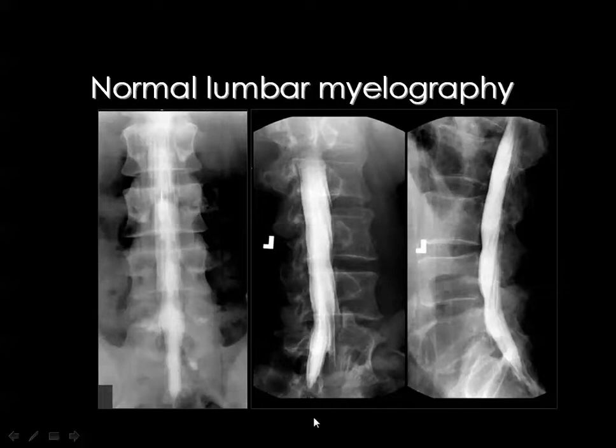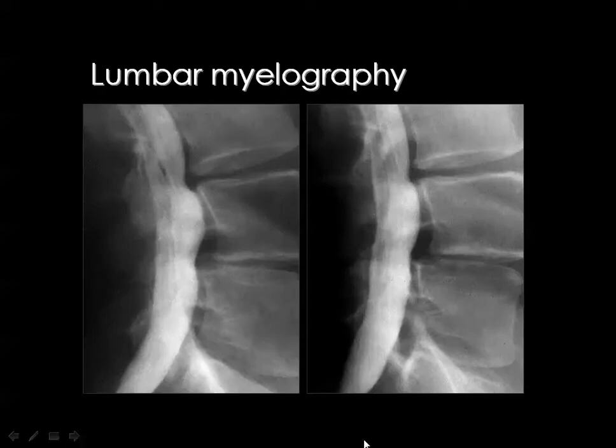In the lumbar spine, we have the frontal view, lateral view, and both obliques, left and right, in the supine position as well as in the erect position. And here we are looking for only the presence of disc lesions.